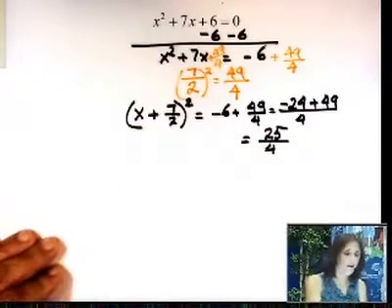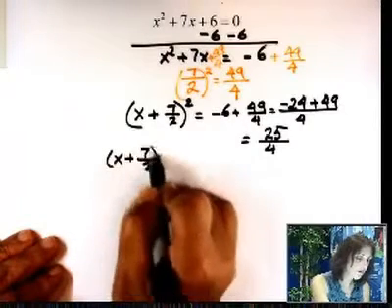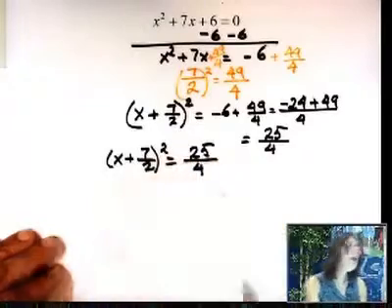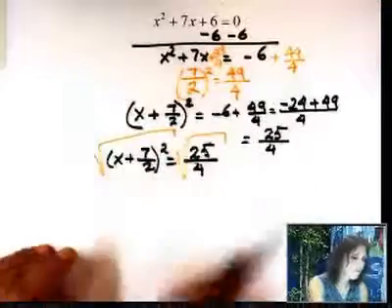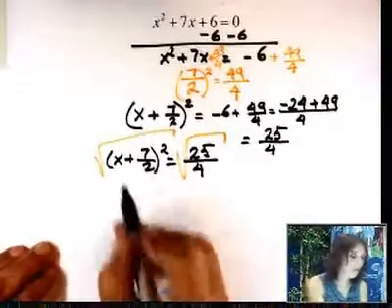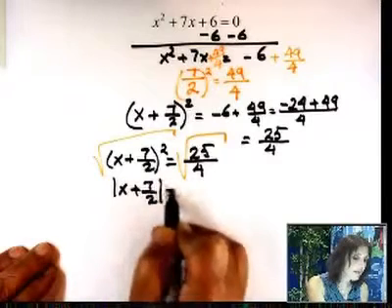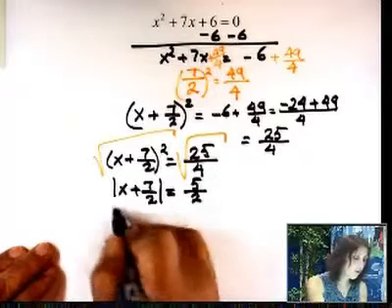Okay, this is what I have. x plus 7 halves squared equals 25 over 4. Now I have a perfect square on the left. Take the square root. I'll get an absolute value, and I'll get 5 over 2. Remove the absolute value.